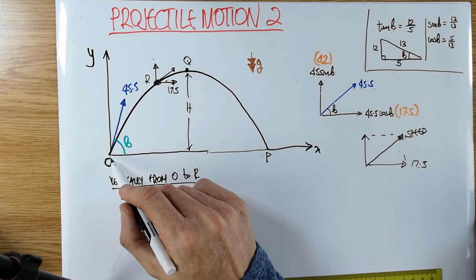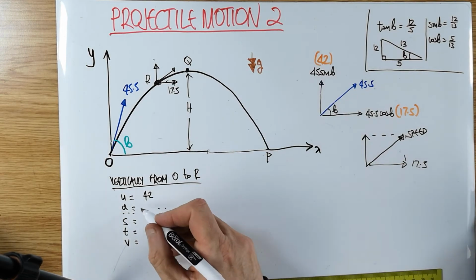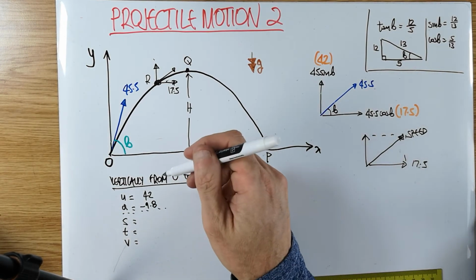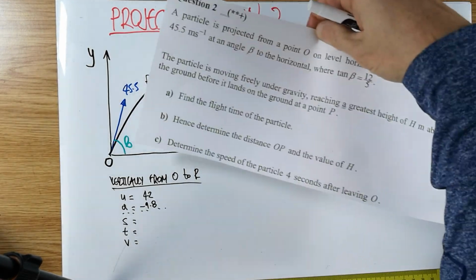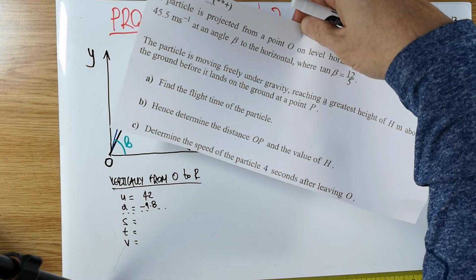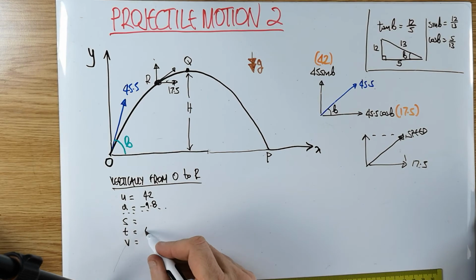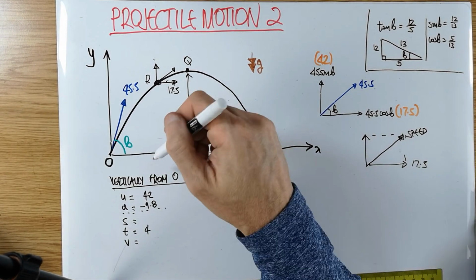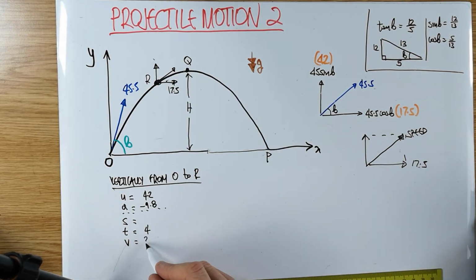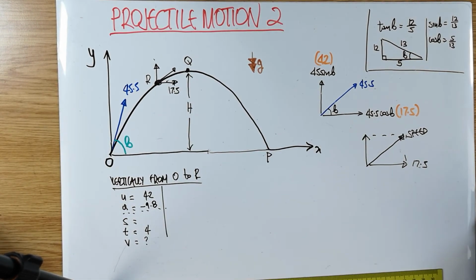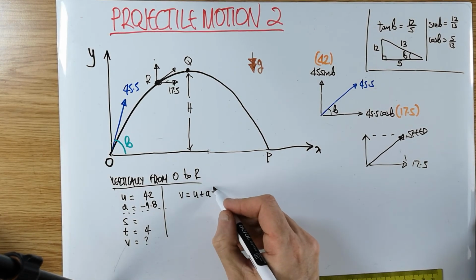We're projecting there with a speed of 42 upwards, subject to an acceleration of minus 9.8 downwards. What identifies this point is the fact that they told us to determine the speed 4 seconds after leaving O, and therefore the time is 4. And what are we after? Are we after how high it is? No, we're after the velocity at this point. So we need the V there. The equation we need for that is very simple. It's actually the easiest one. V is equal to U plus AT.